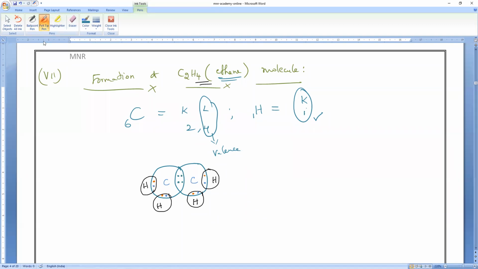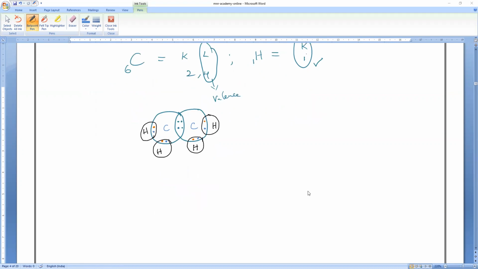So what is the lone pair of electrons for carbon? Anybody? Sira, mute yourself, there is disturbance. Mute and then you can speak. So what is the lone pair of electrons for carbon? Anybody? No. No lone pair of electrons, because all four are shared. Is it okay, everybody?